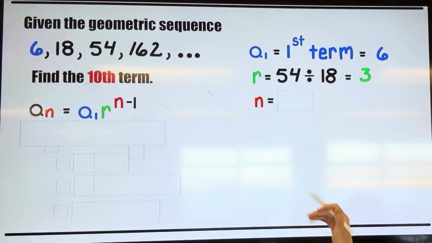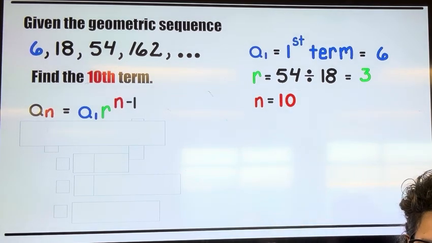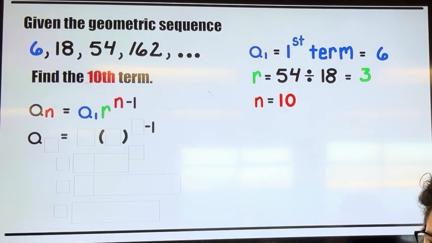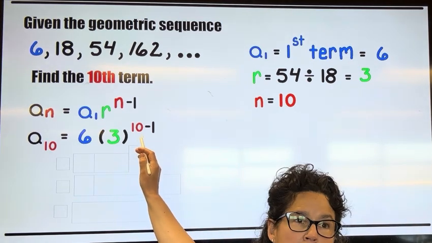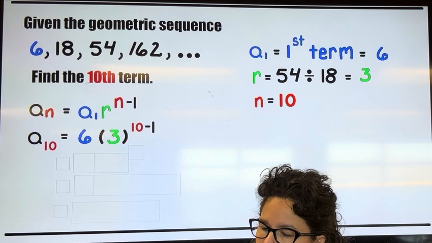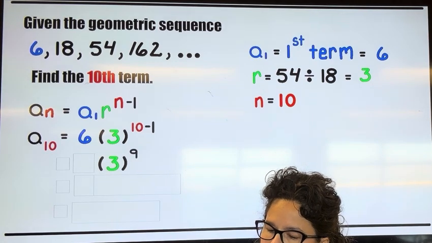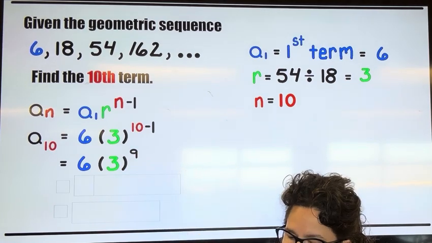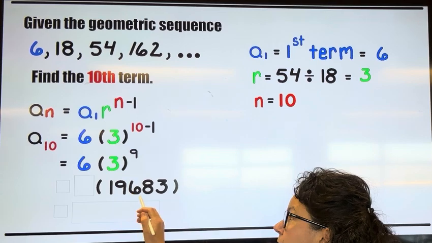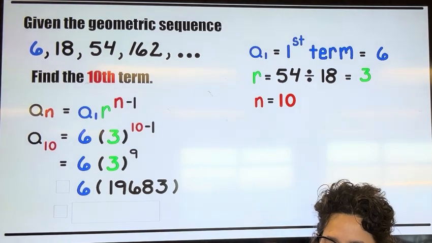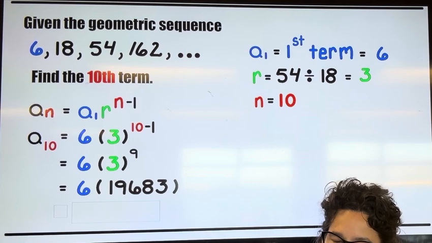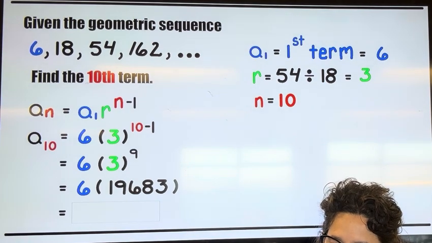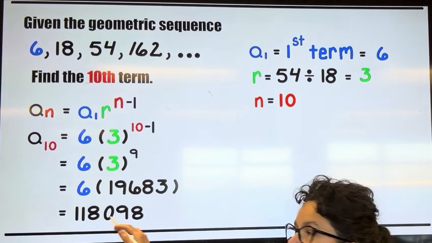So I now know r, and we want the 10th term, so n is 10. Going in to substitute everything we can, the n's are 10s. The a sub 1 was 6, and the r was 3. When I evaluate, we're going to find the answer to the exponent first. 10 minus 1 is 9. Bring everything else down. Then find the answer to 3 to the 9th power, and that ends up being 19,683. Bring down the 6, and then multiplying 6 times 19,683, we end up getting 118,098.